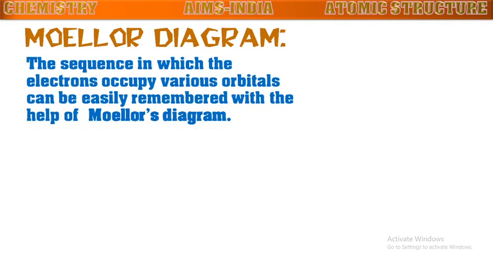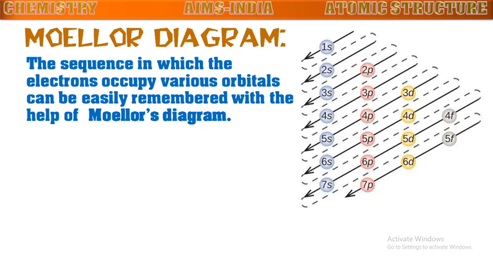The sequence in which the electrons occupy various orbitals can be easily remembered with the help of a diagram called the Moeller diagram. It represents the way of filling of electrons into different orbitals, the order in which they are being filled. First, the 1s orbital is filled with electrons. After completely filling this 1s orbital, electrons enter into the 2s orbital and then the 2p and then the 3s orbital. In this way, electrons enter into the orbitals in the increasing order of their energy or n plus l value.